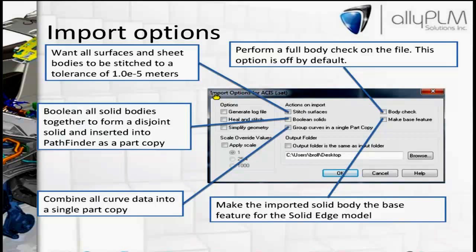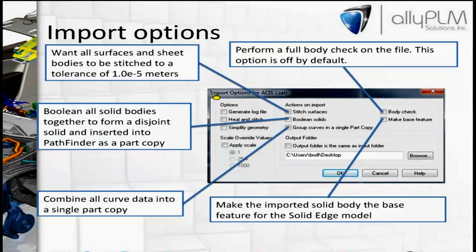So the first one there is to stitch surfaces, and all that's saying is that you want to take any surfaces that are separated but they're within 1 times 10 to the negative 5 meters, and you're going to stitch those together to create one surface. You have a similar thing with the Boolean solids. What that's going to do is take all the solid bodies that are together and form a single solid, and it'll insert that as a part copy.